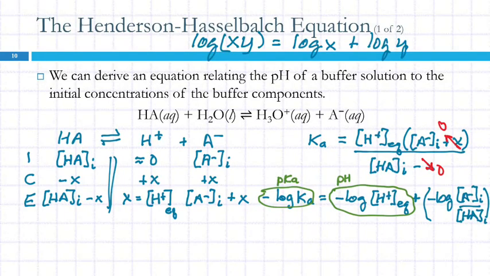We want an equation that's going to give us the pH. So we want to put this thing on the other side. So pH is going to be equal to pKa. I just flipped it. And then we have to subtract this. It's got a negative, so that becomes a positive. And that's the Henderson-Hasselbalch equation.